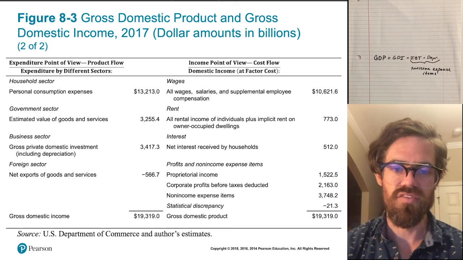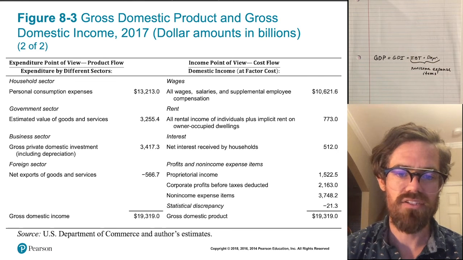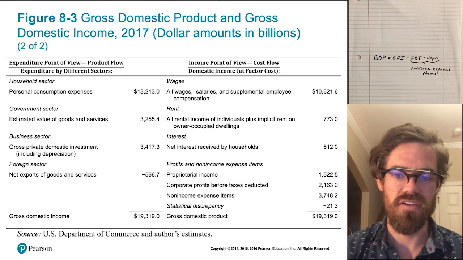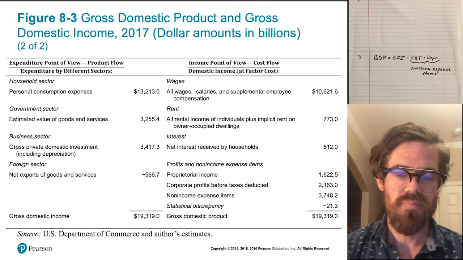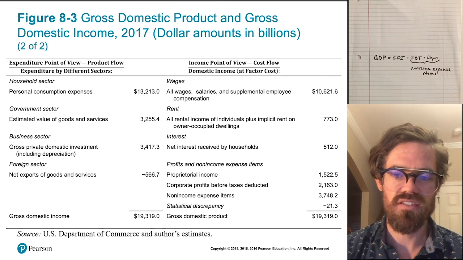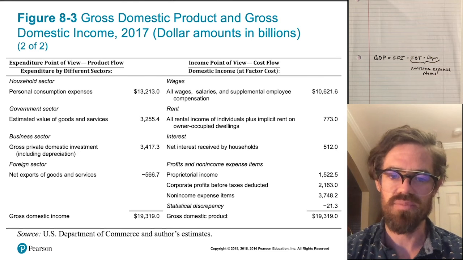And then we've got the profits and non-income expense items last year. So proprietorial income, or in other words, profit, is $1.5 trillion worth of the economy. Corporations' profits before taxes were deducted was $2.1 trillion. And then those non-income expense items, so indirect business taxes and depreciation, accounted for almost $4 trillion.